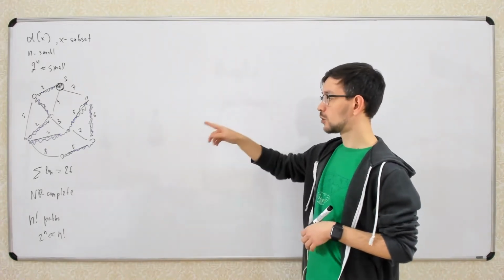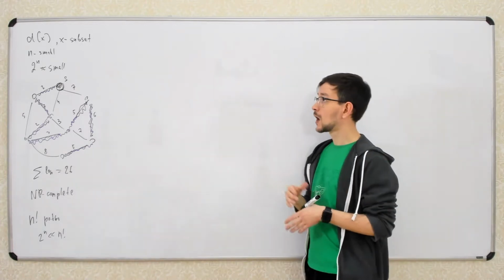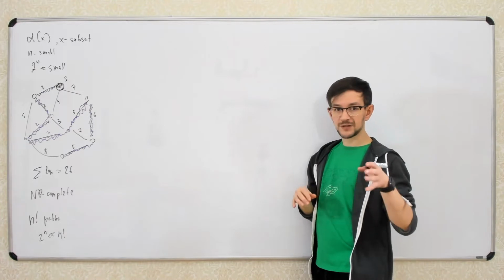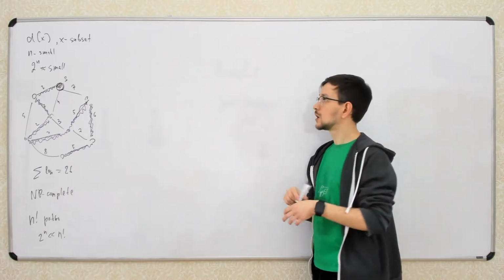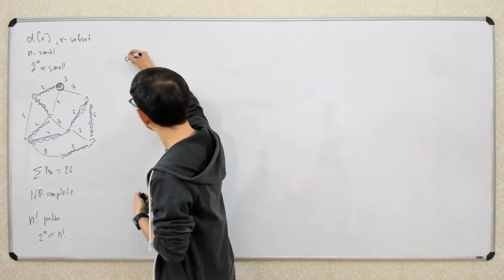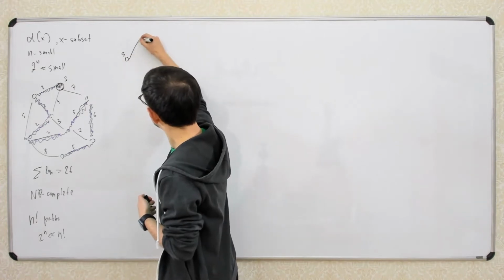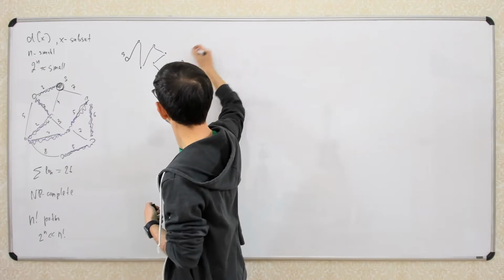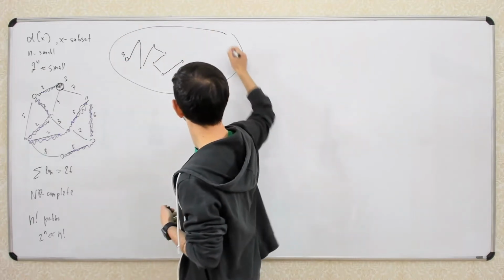So how do you solve this problem using the dynamic programming approach? You do it like this. We will build this path one by one. So imagine you start in vertex S and then have some path. So you go here, here, here. And this is the graph G.